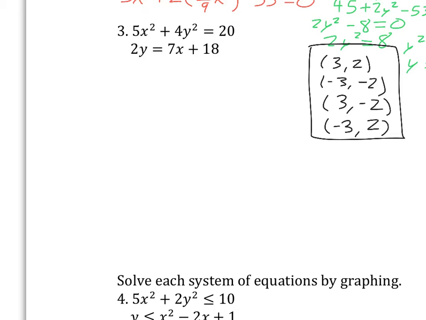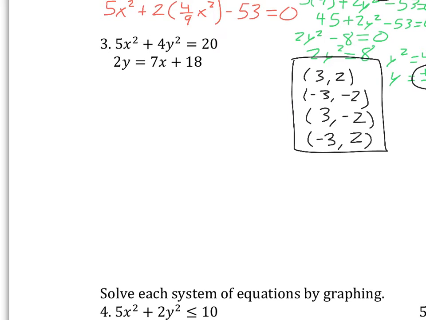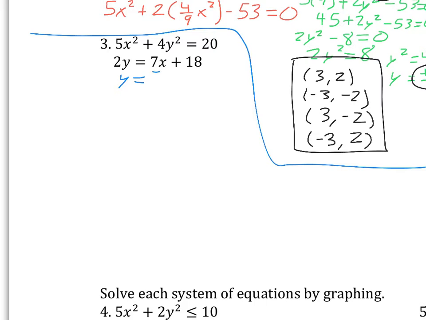For number 3, it looks like only one equation has squared variables, so we can't use elimination. We're going to have to go back to substitution. So I'm going to start by solving for y in the second equation, because then all I have to do is divide by 2. So y equals 7 over 2 x plus 9. Then take what y equals and plug it into the other equation.